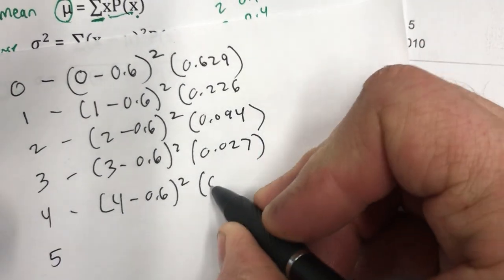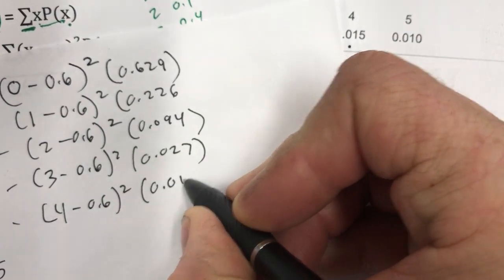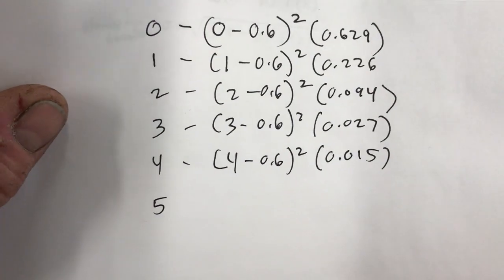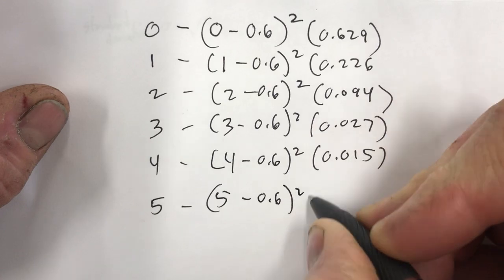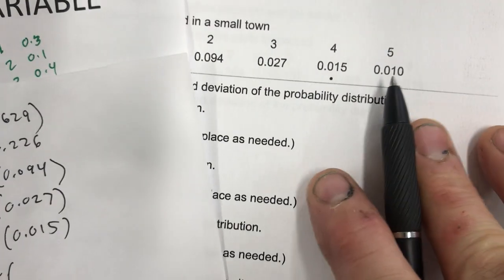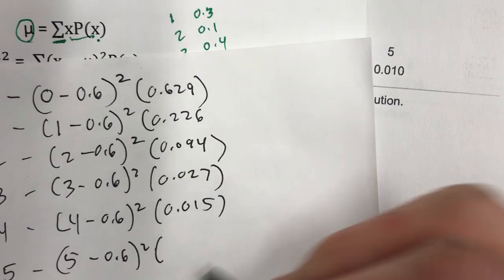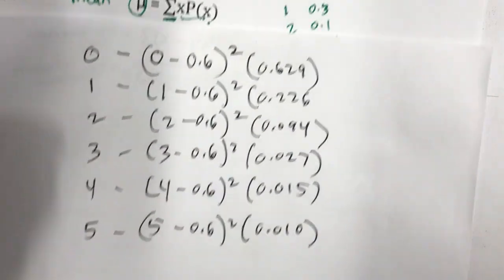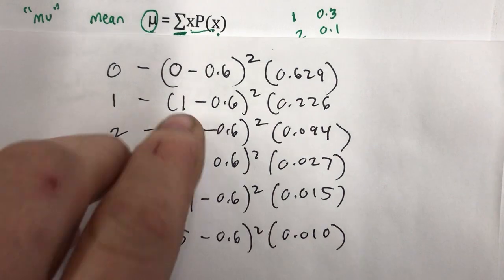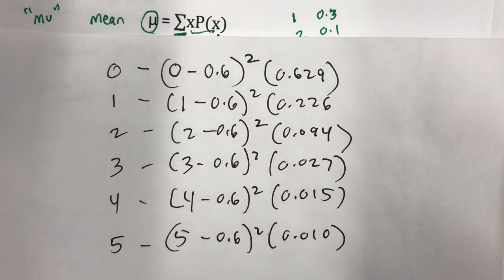Sorry, I think I pushed that up there. All right, then I'm going to take 5, the last one here, minus the mean squared times 5's probability, which is 0.010. Okay, and so I'm going to do all these, each one, and then I'll add all these up.